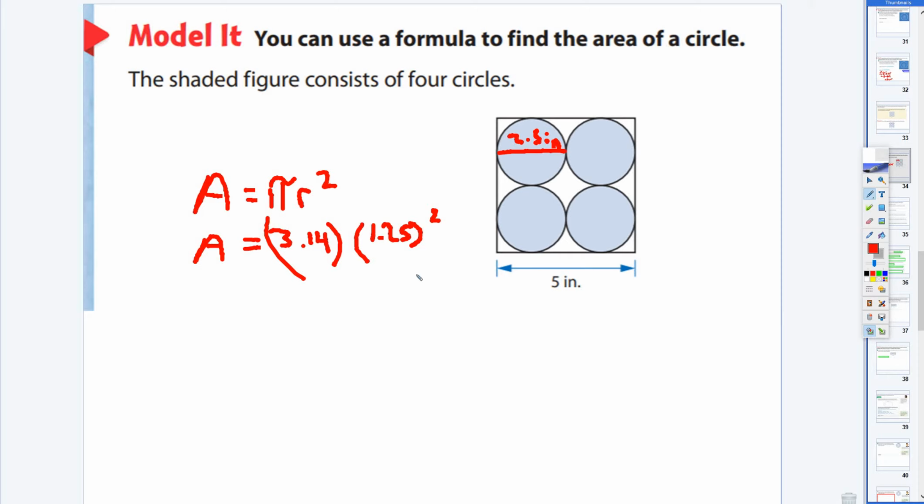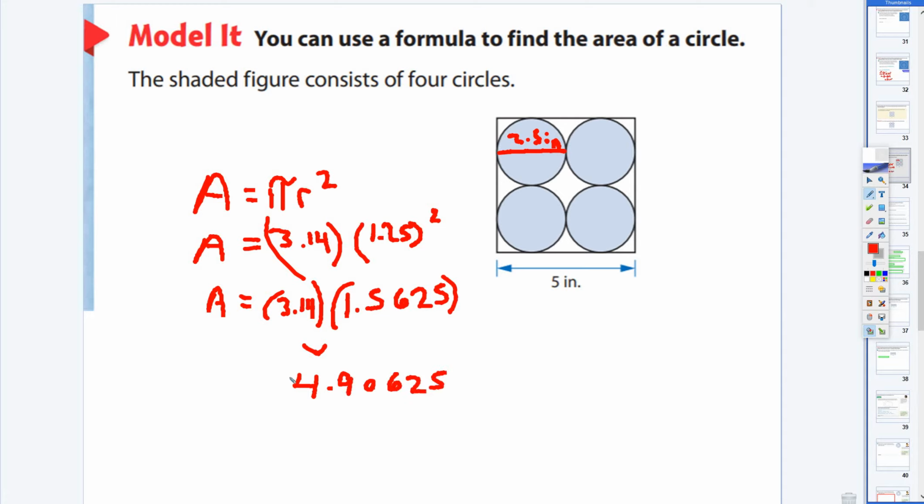The first thing you need to do, as you know, is 1.25 times 1.25 because exponents come before multiplication. Whether you do 1.25 times 1.25, you get 1.5625. So now you have this amount, and then you're going to multiply that by 3.14. When you do that, you get 4.90625. So the area of one of the small circles is 4.90625. So I want you to think about that moving forward.